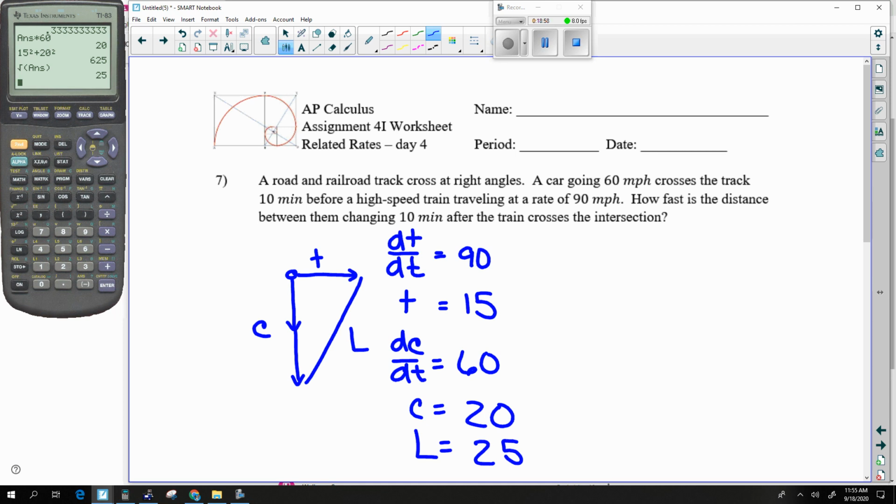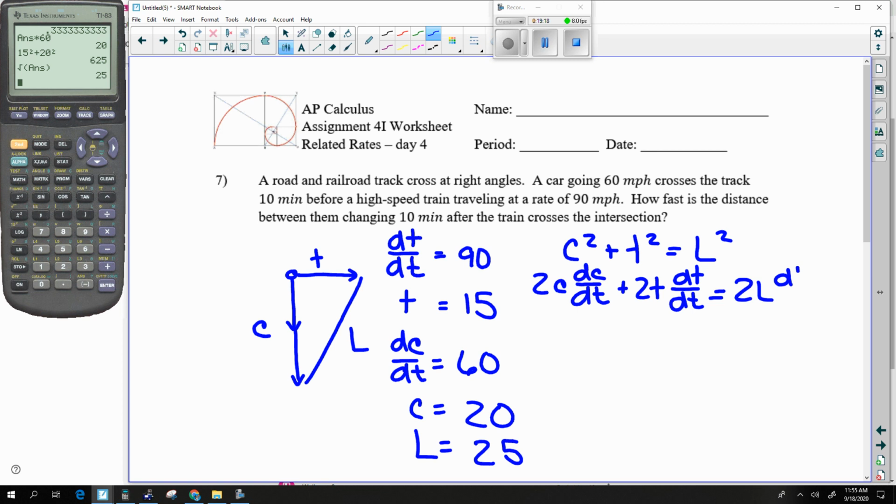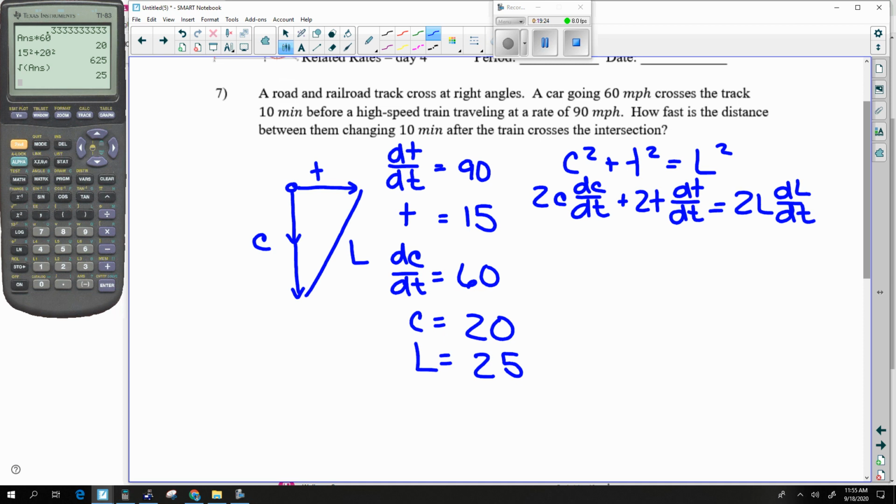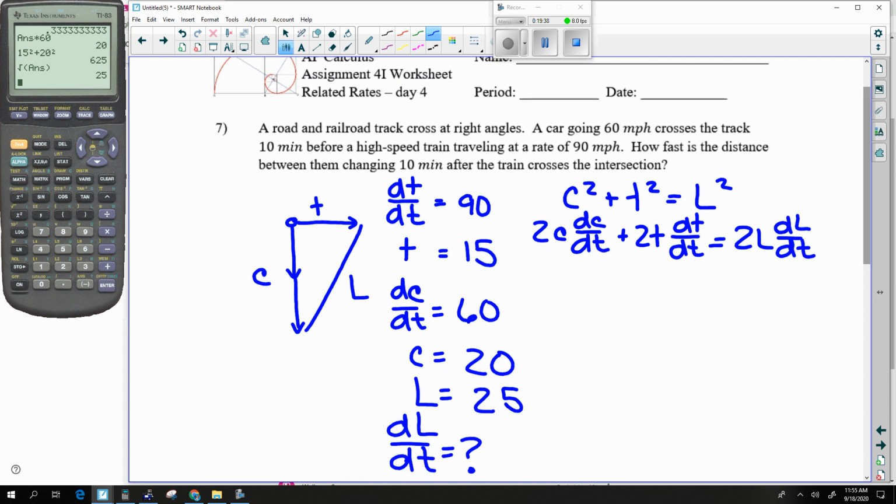All right, let's do the work now. So this is c squared plus t squared is equal to L squared. 2c dc/dt plus 2t dt/dt equals 2L dL/dt. What is this question asking for? I think it's how the length between them is changing. How fast is the distance between them changing? That's dL/dt.